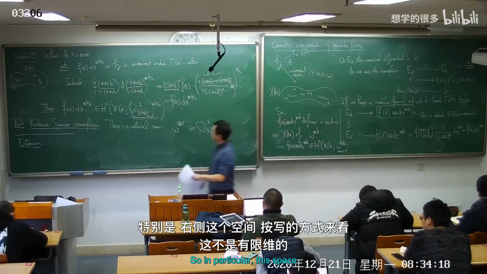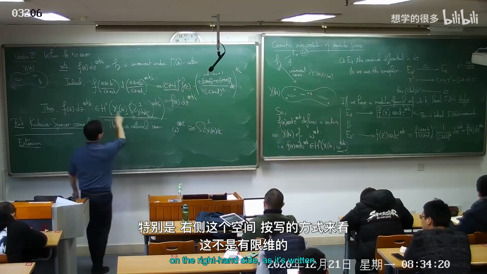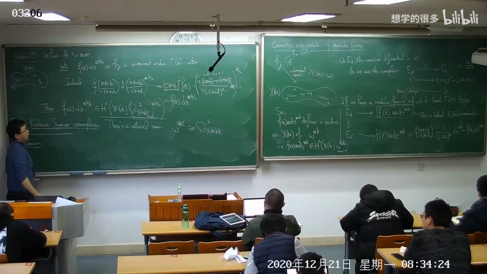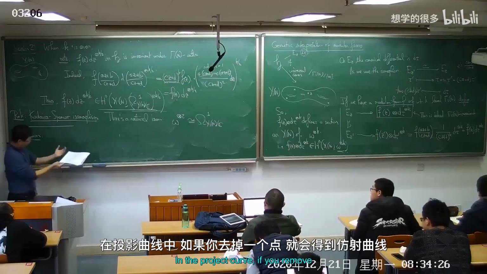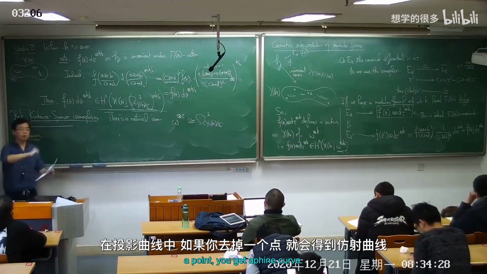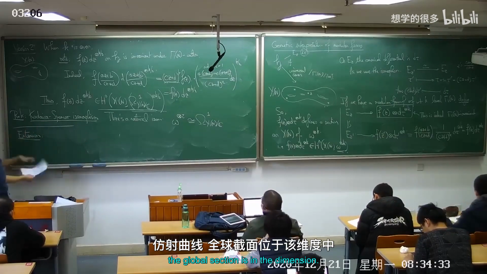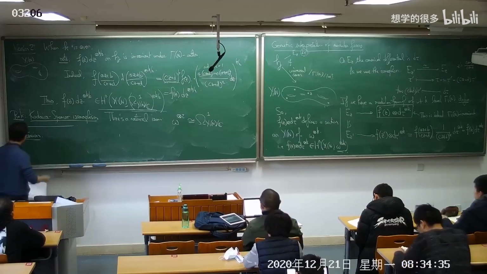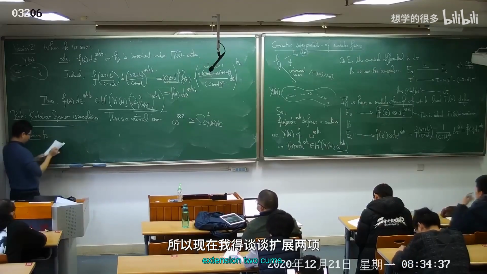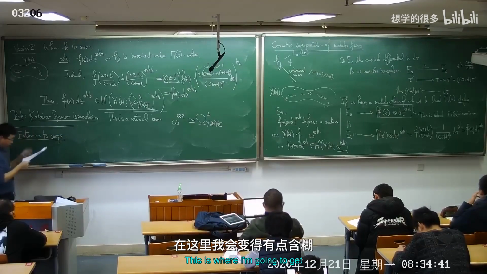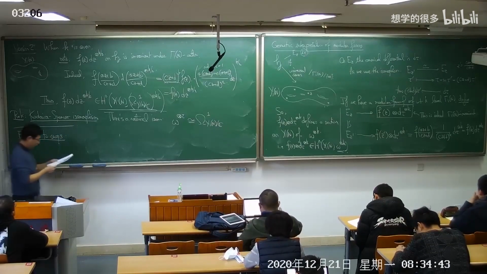So in particular, this space on the right-hand side, as it's written, is not finite dimensional, it's infinite dimensional. Because in the projective curve, if you remove a point, you get an affine curve. For an affine curve, the global section space is infinite dimensional. So now I have to talk about extension to cusps to complete it. This is where I'm going to get a little bit sketchy, I guess.